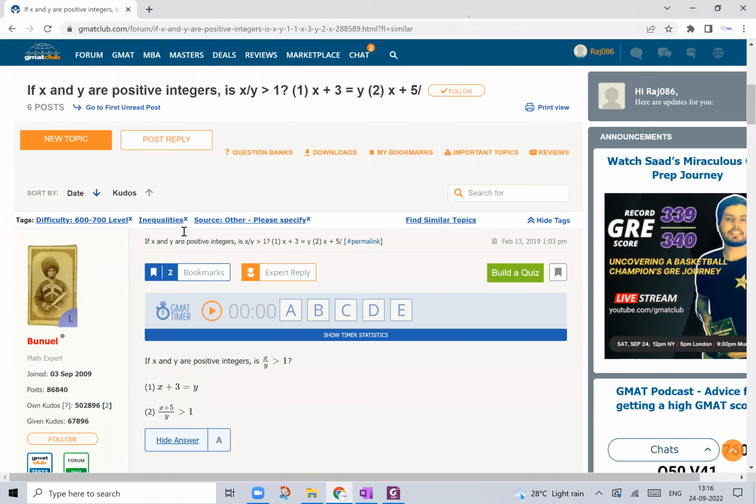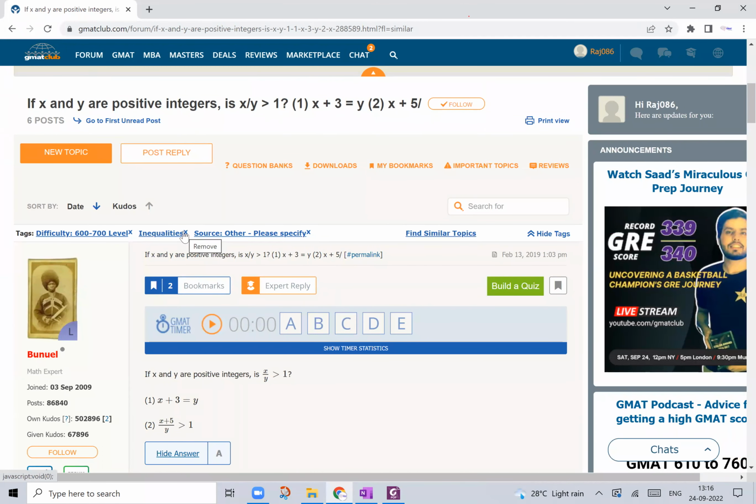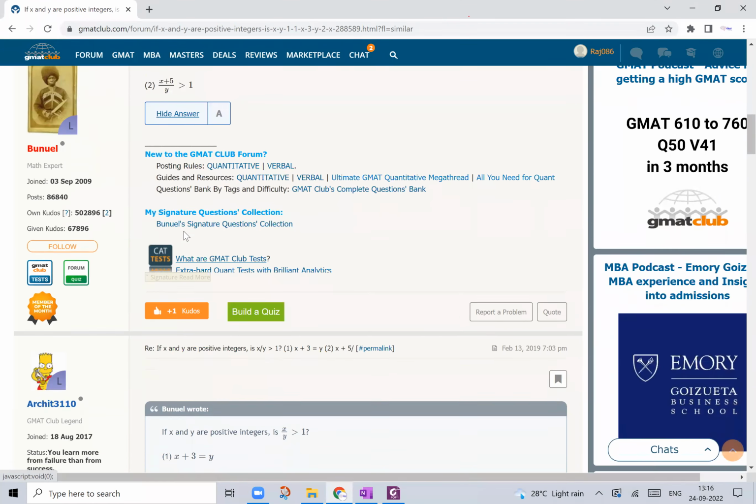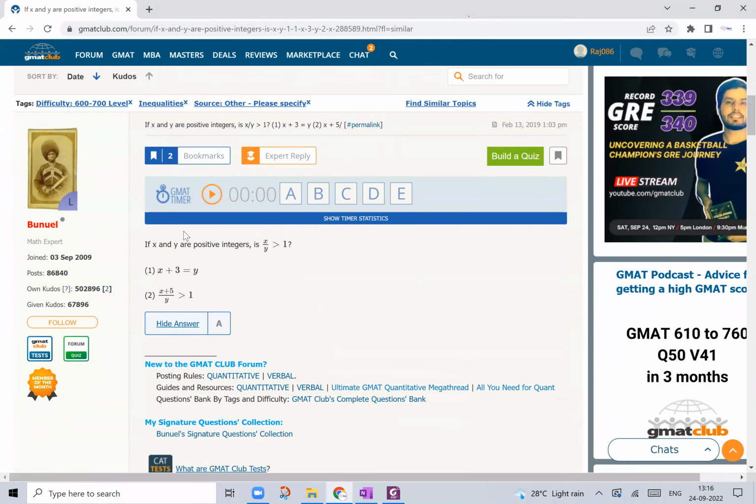So GMAT Club is a place, guys, which can either make you or it can break you or shatter you into pieces so that you will never be able to give the GMAT exam. Be very sure about it. You have to use GMAT Club very, very wisely. All you have to ensure is, do not look into the solution. GMAT Club is a place where there are, I would say, more than 5,000 questions from each chapter. It's all up to you how you research it. But use it very properly, the way I have told you.